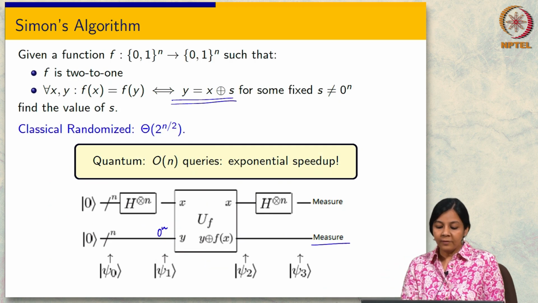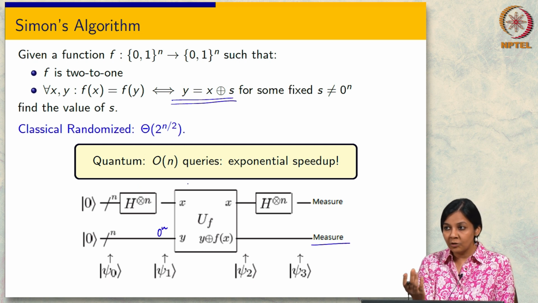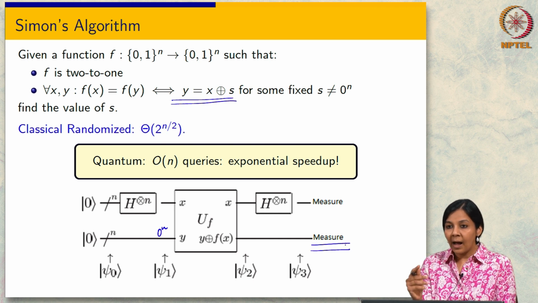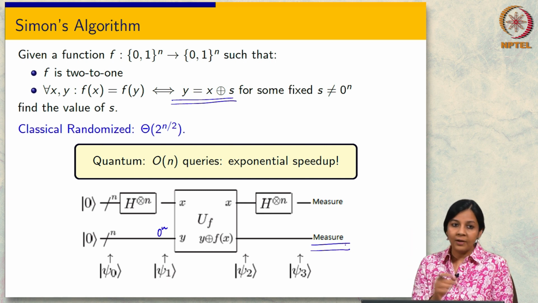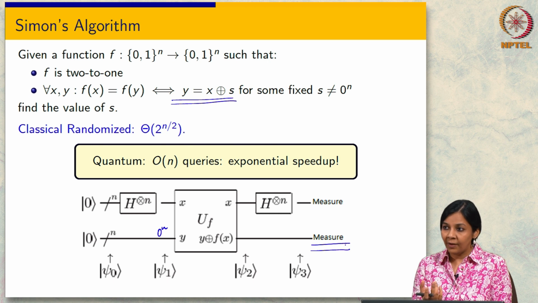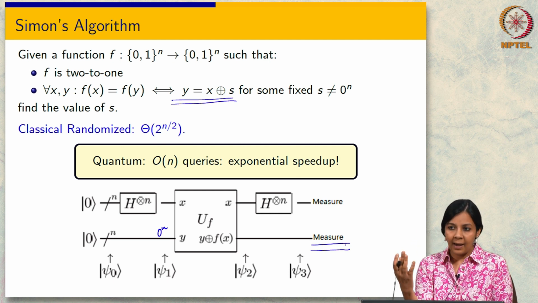So this was our algorithm. Note that the first Hadamard, of course, created the superposition of inputs. Applying UF gave me a superposition of x, F(x). The key step here was that I am going to measure the last n qubits. What this allows me to do is collapse to one fixed value of F(x). It does not matter what that value is. The point is that once I collapse to one fixed value of F(x), the first n qubits get forced to become a superposition which is consistent with the F(x) value. So it becomes a superposition of some x and x XOR S by the promise of the problem.